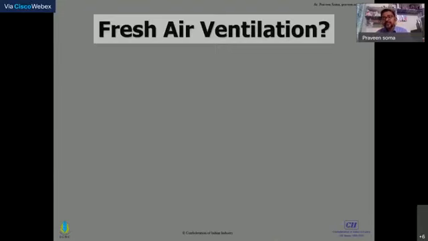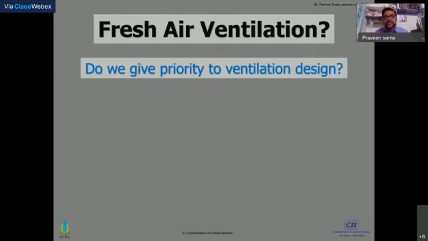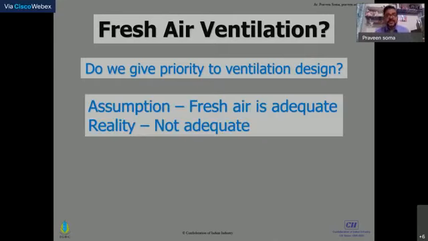Fresh air ventilation in offices? Do we give priority to ventilation design in offices? The option is that fresh air is advocated. In reality, it is not advocated, because we have seen it physically in all the projects.